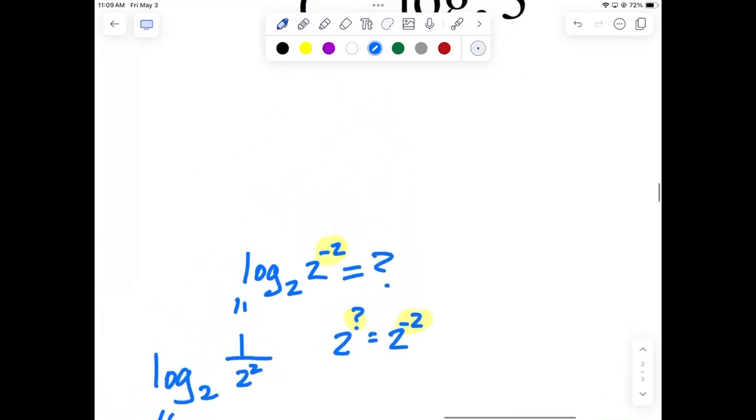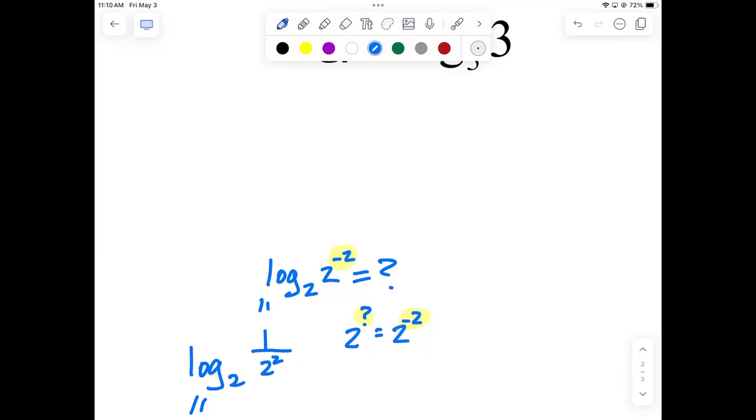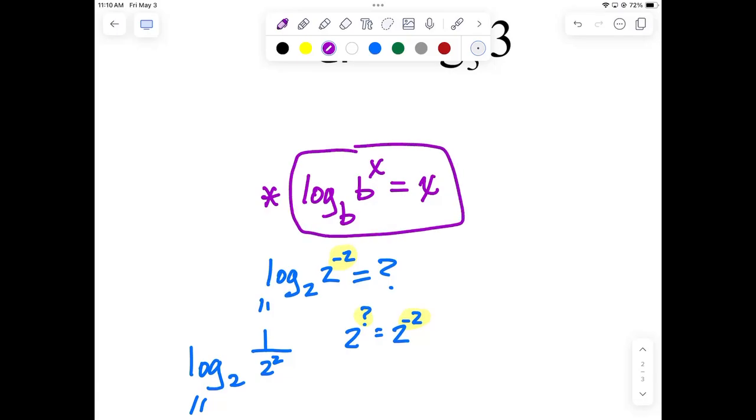Here's a little theorem. This is what I was going to save until pre-cal, but it just came up. This is important. Log base b of b to the x is just, guess what? x. Yeah, it's just the exponent. And the reason this works is because exponential base b and logging base b are inverses of each other.